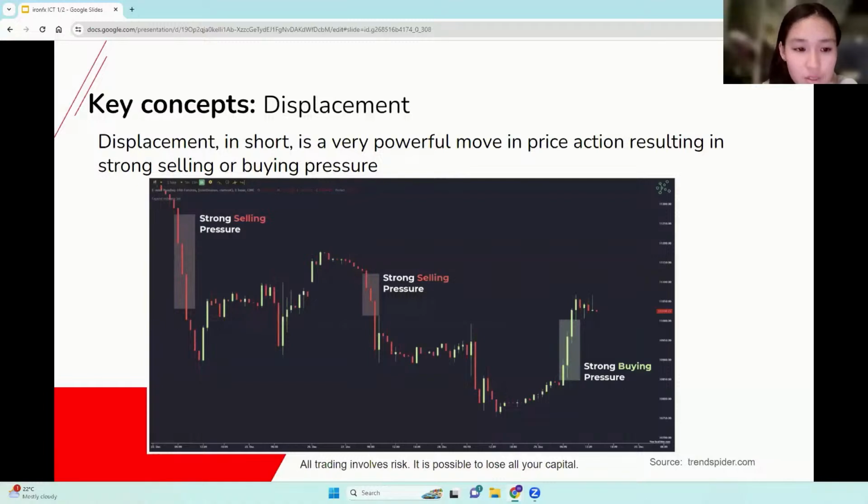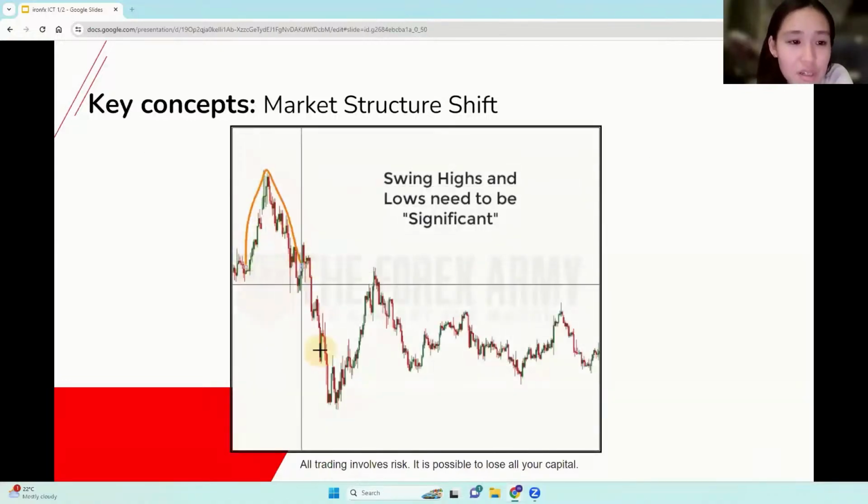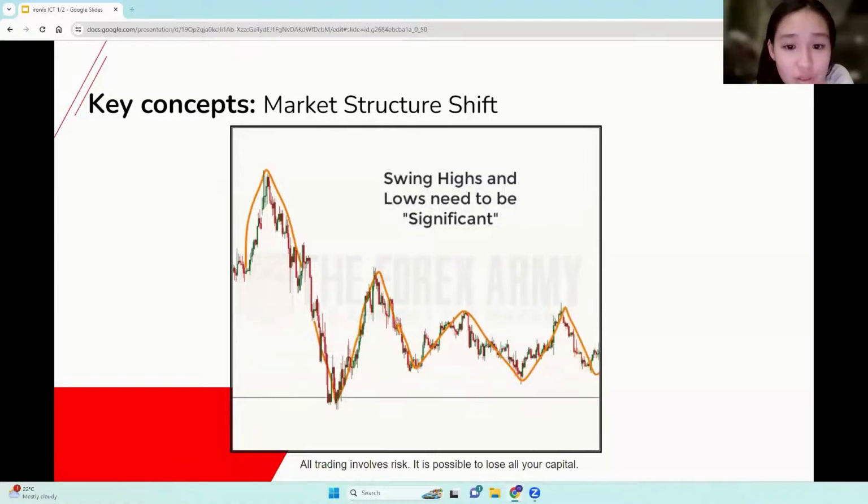Okay, if not, let's move on to the next key concept, which is a market structure shift. There are two major market structure shifts. It's just another way of saying it's a trend. So we have an uptrend, which is when the price is making higher highs and higher lows, and a downtrend in which the price is making lower highs and lower lows. It's pretty straightforward, but if we are referring to something that we talked about previously, you can see in this example, we have swing lows.